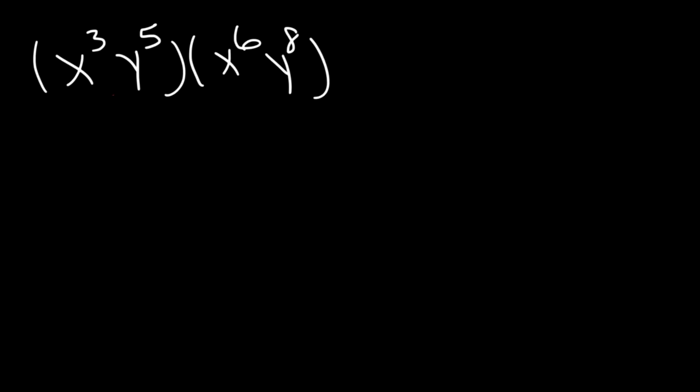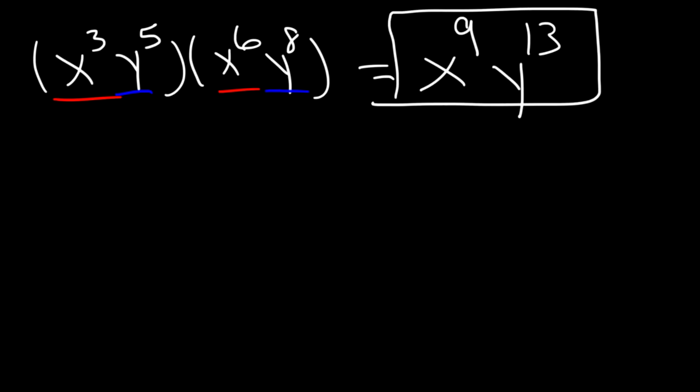So first we need to multiply x cubed and x to the 6th. And 3 plus 6 is 9, so that's going to be x to the 9th power. And here we have y to the 5th times y to the 8th, so that's going to be y to the 13th power. So we have to add all the exponents.